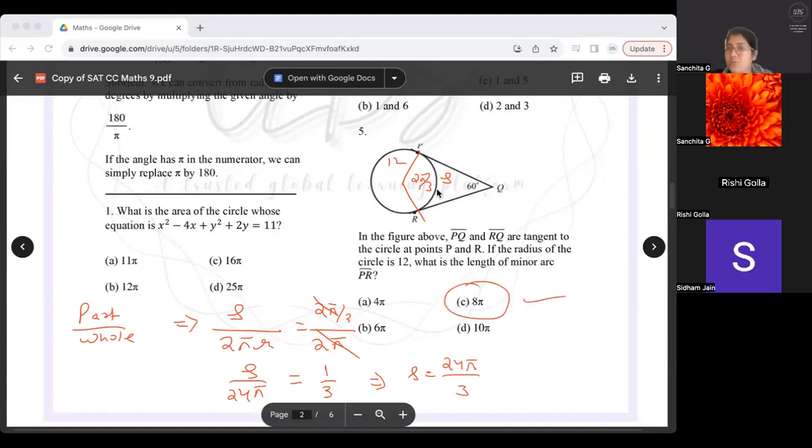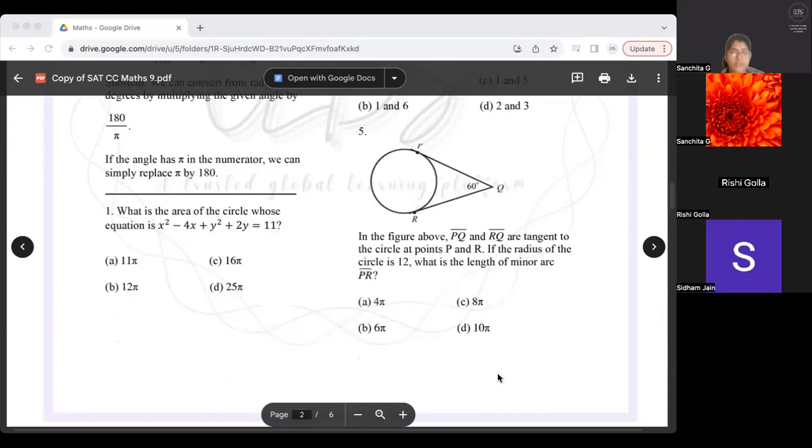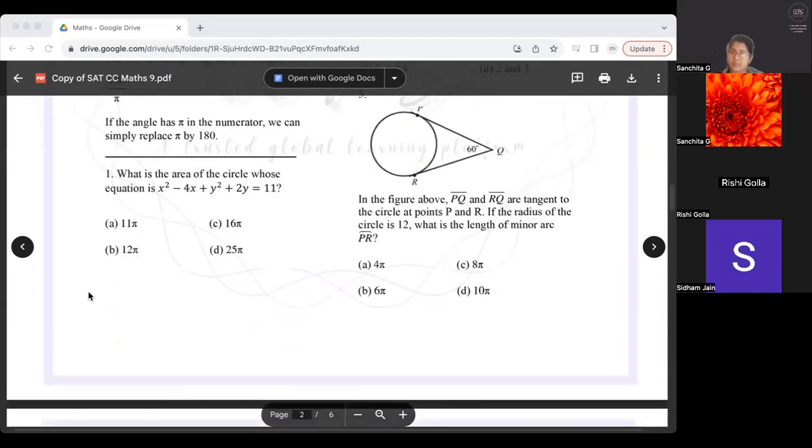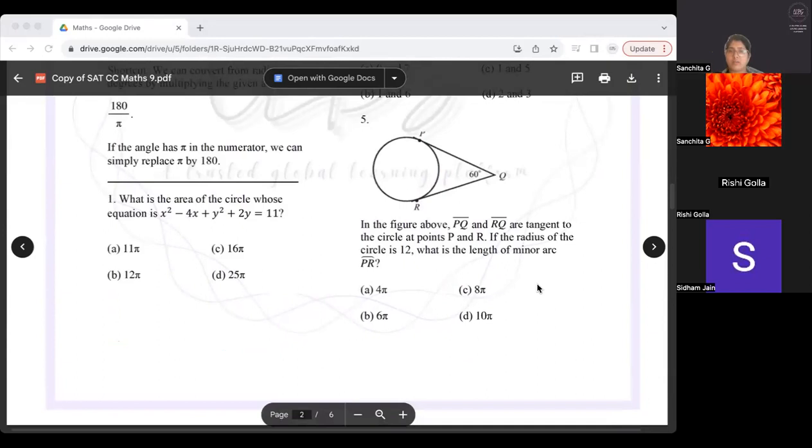8 pi. Understood? Yes, 8 pi. Good. Both ways we get our answer. It's a decent question. Actually, we have to take up the previous theorems. We have 3 concepts merged into one question. We have that opposite angles add up to 180, the tangent theorem that we have covered, 1. Second is the radians to degrees or degrees to radians theory. Third is your arc.